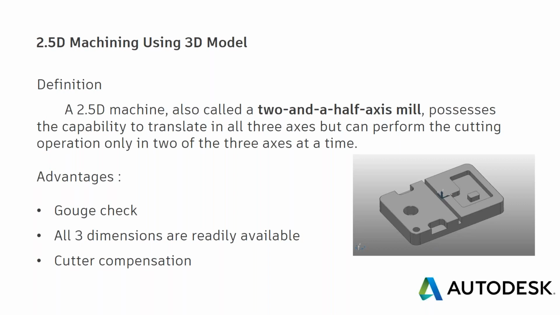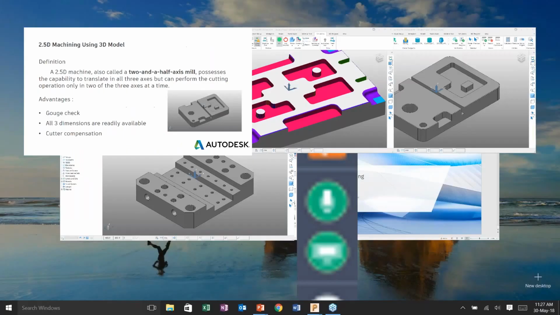The advantage of using a 3D model for 2D machining is that you can even check, as we have the 3D model, while creating the toolpath. Also, all 3 dimensions are readily available, so we can extract the feature without entering manually in the Z direction, and also we can opt for cutter compensation within the 3D model. So let's move into the second example here.